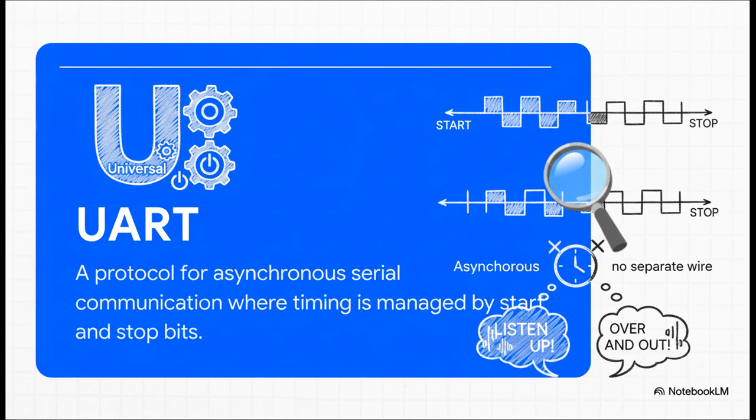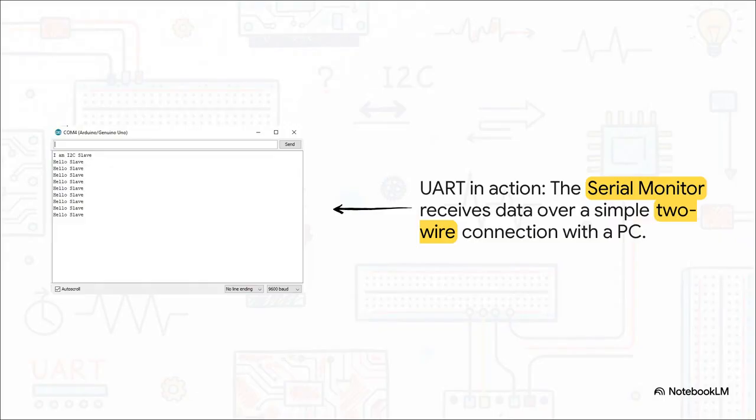So how do they not get confused? Well, they agree on a speed beforehand, that's the baud rate, and then they wrap every single byte of data with a start bit and a stop bit. It's kind of like yelling, "Hey, listen up," before you talk, and "I'm done" when you finish. And here's the thing, if you have ever used the serial monitor in the Arduino IDE to see messages from your board, you've already used UART.